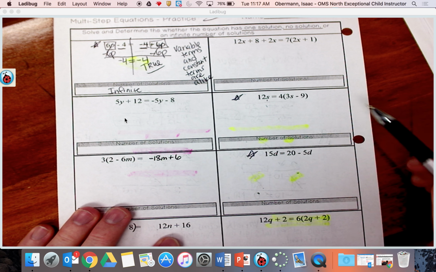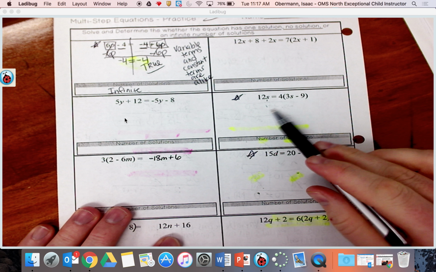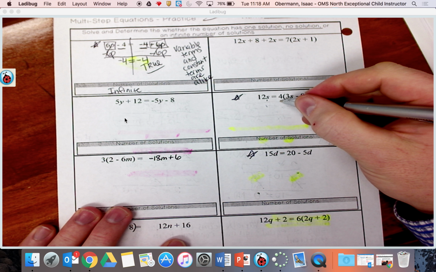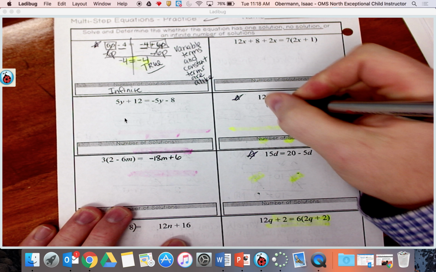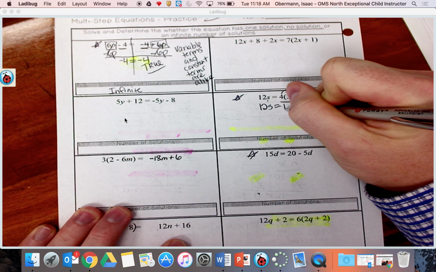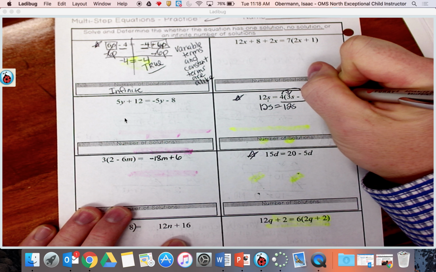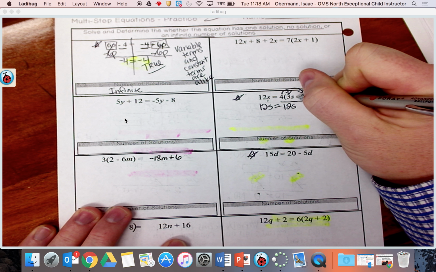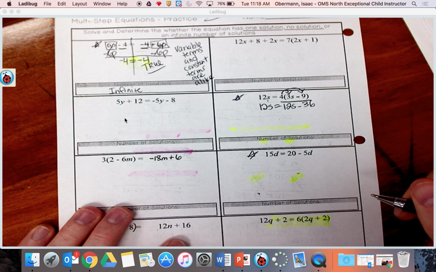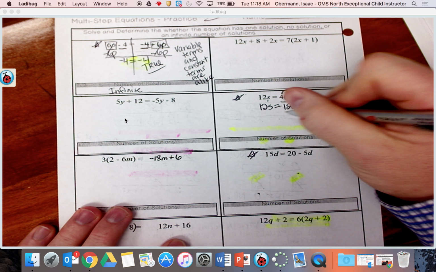Some of these you need to work out, and then you can be able to see the definition come in. Such as this one right here. Here I can't tell if they're going to be the same, or if they're different, or what happens. I need to do some cleanups. I need to clean this guy up first. So I got 12s is equal to 4 times 3 is 12s. 4 times negative 9 is negative 36. Okay? So far, so good.